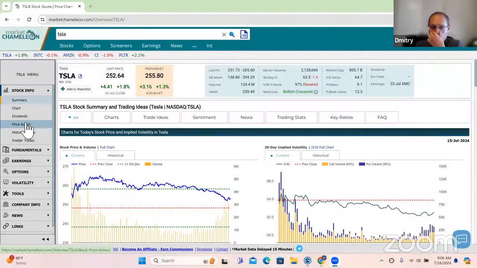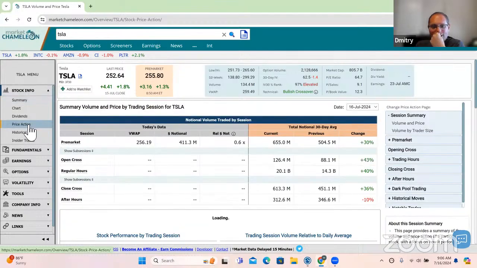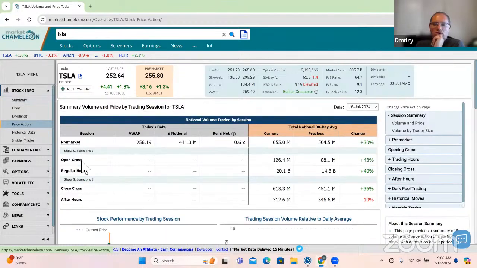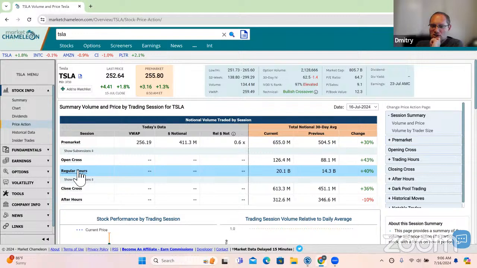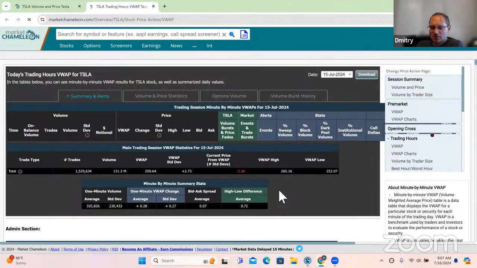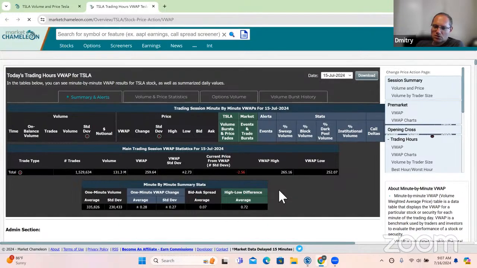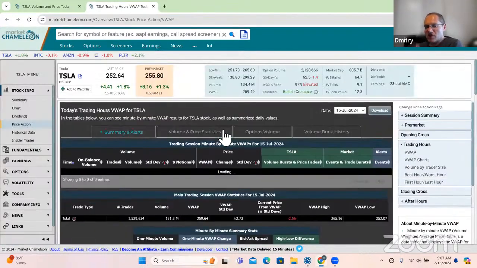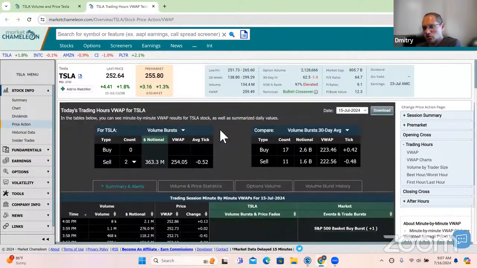and we're going to come back to this price action analysis. And I think we were looking yesterday at the regular trading hours. And let's come back here. Let it load for a second. And what we were discussing was different ways of analyzing stock volume and stock trading intraday.